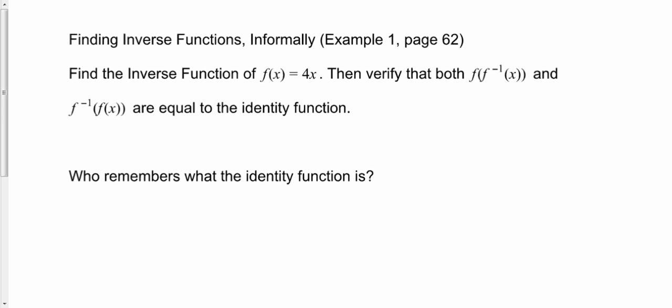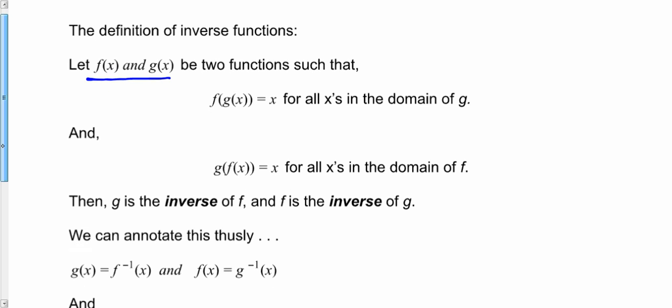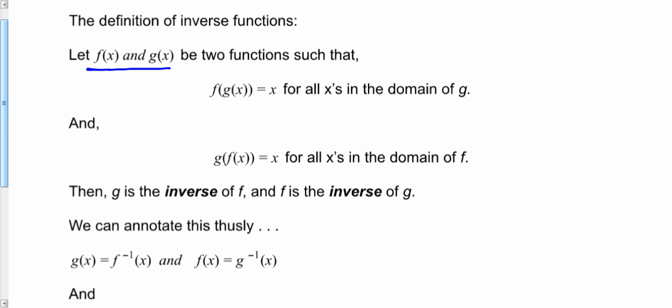All right. Now, let's go to here. The definition of inverse functions. If f and g are two functions such that f composed with g of x equals x for all x's in the domain of g, and g composed with f of x equals x for all x's in the domain of f, then g is the inverse of f, and f is the inverse of g. And we annotate this like so.